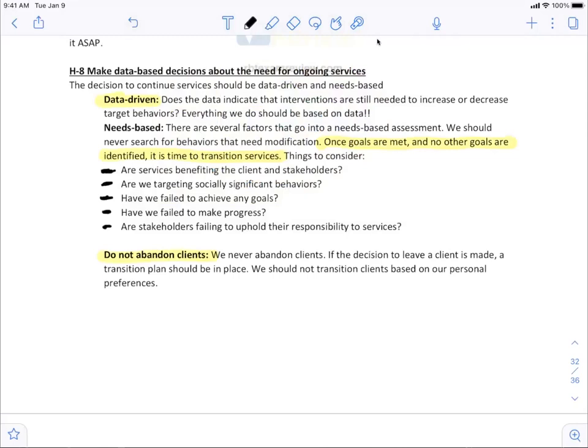Ongoing services are tricky when you get into it. It's a lot more gray than the test makes it out to be. But on the test, you want it to be black and white, okay? Based on our task list information here, that's how we should be answering our questions.